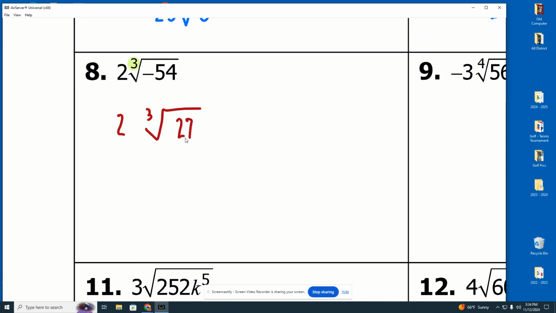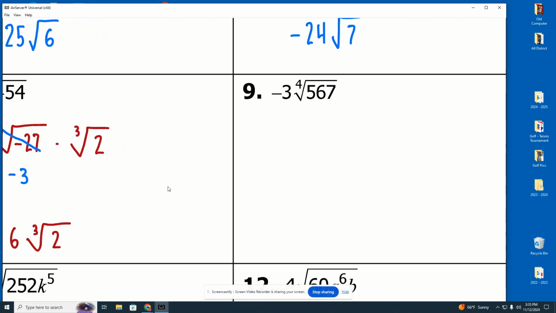Now listen, I haven't written this yet, but because we like to take negatives out of radicals, I'm going to let the negative come out with that perfect cube. Now, what is 54 divided by 27? Well, it's 2. So you still have the cube root of 2 locked away. So we let this cube root of negative 27 turn into a negative 3, right? The 27 is 3 cubed. So 3 comes out, the negative comes out with it. So 2 times negative 3 is negative 6. And then, of course, inside that cube root, 2 is locked away. So negative 6 times the cube root of 2.